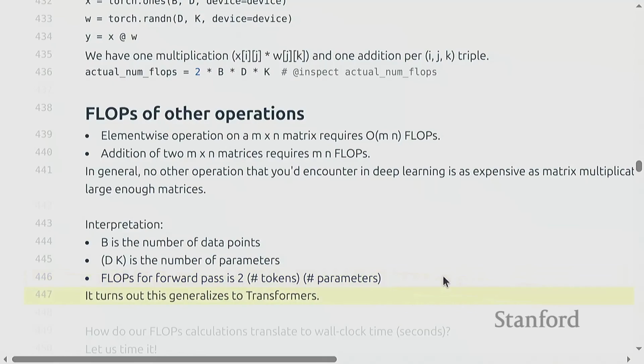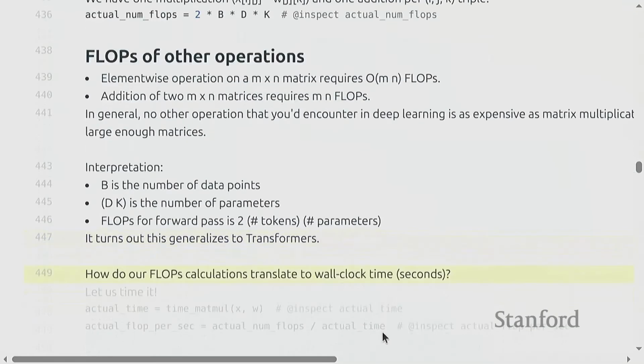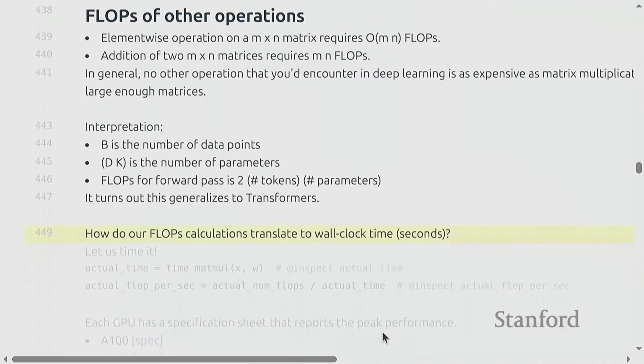Okay? So this turns out to actually generalize to transformers. There's an asterisk there because of the sequence length and other stuff, but this is roughly right if your sequence length isn't too large. Now this is just a number of floating point operations, right? So how does this actually translate to wall clock time, which is presumably the thing you actually care about? How long do you have to wait for your run?